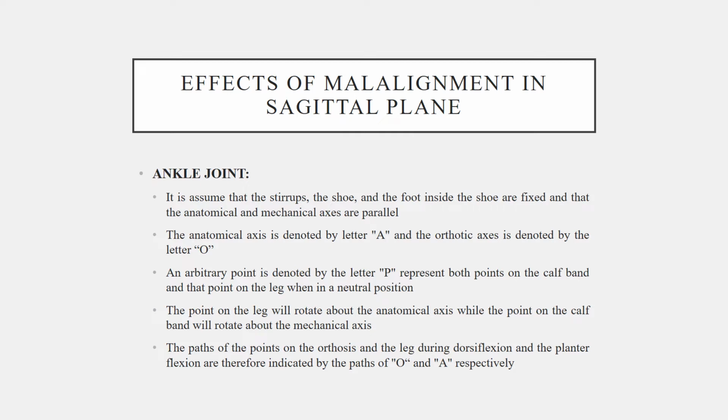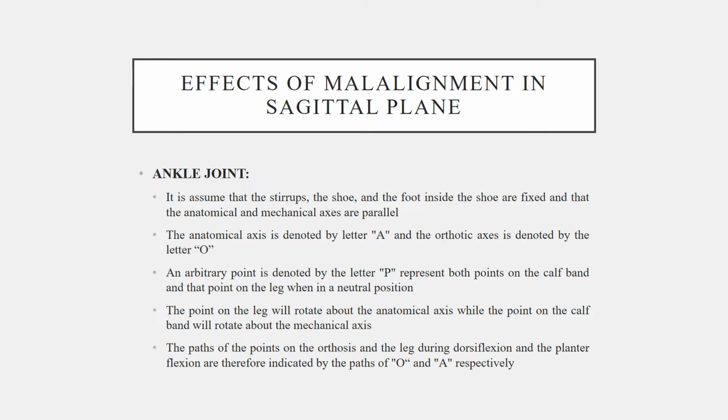But before going to the explanation of malalignment, there is some terminology and background knowledge which is required for better understanding of the explanation. This information is as follows. It is assumed that the stirrups, the shoes, and the foot inside the shoes are fixed, and the anatomical and mechanical axes are parallel. The anatomical axis is denoted by letter A, while the orthotic axis is denoted by the letter O. An imaginary point is denoted by the letter P, representing both the point on the calf band and the point on the leg when in the neutral position.